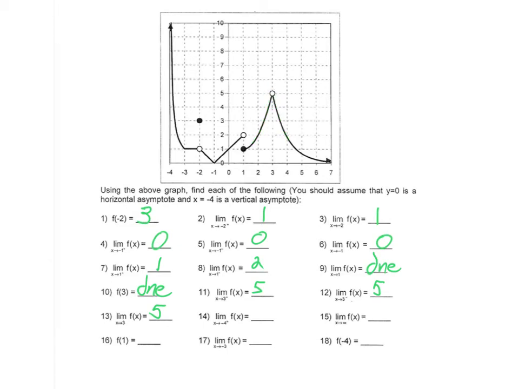Let's erase this. All right, number 14. What is the limit as x approaches -4 from the right side? Interesting. So let's take a look at this. You may have struggled a little bit, and that's okay.